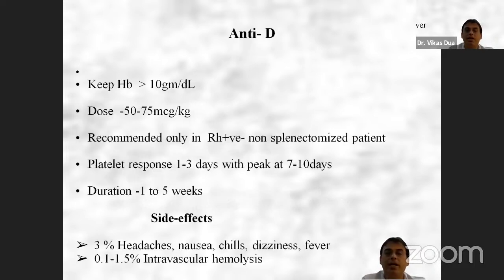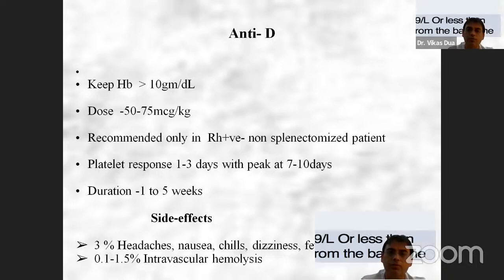A slide about anti-D. Though it's difficult to procure anti-D in India, this used to come by the name of Winrho previously. You need to have a hemoglobin of more than 10. The dosage is 50 to 70 microgram per kg, recommended only in Rh positive non-splenectomized patients, and the response is seen in 24 to 48 hours. We're not going to discuss in detail about this medicine because we don't have access to this now.